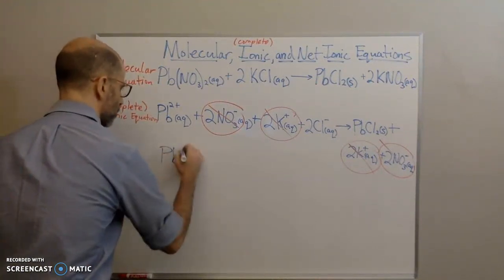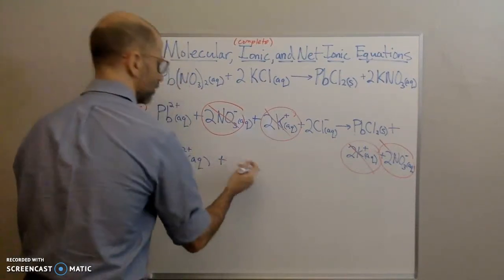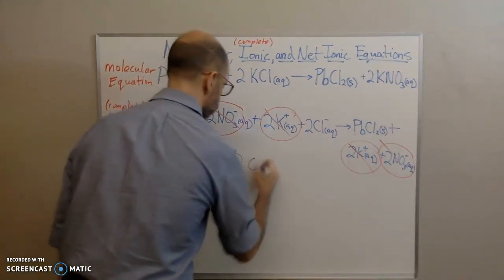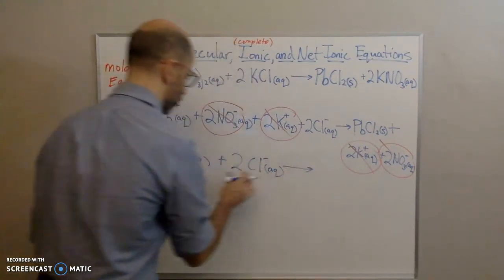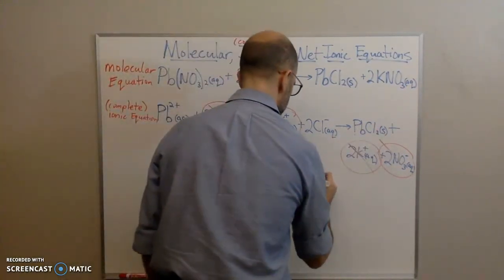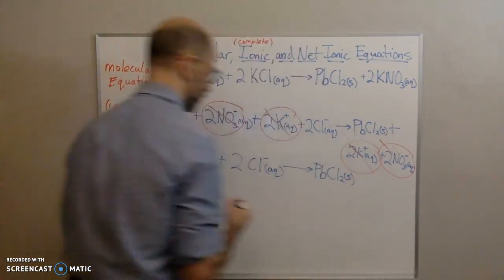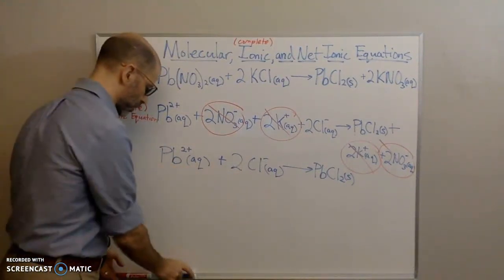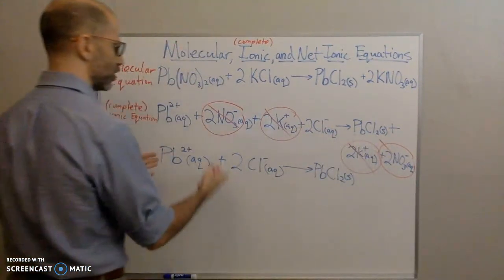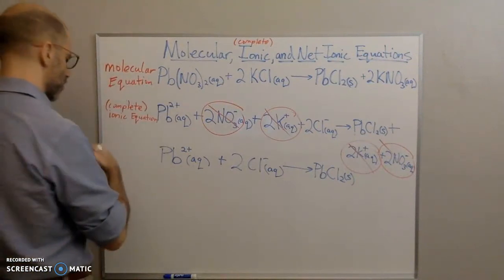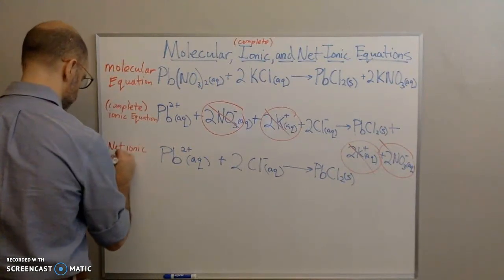So you have Pb2+ aqueous plus 2 chloride ions, aqueous, and those come together to form your solid, PbCl2 solid. And so this would be your net ionic equation. It's the same as the complete ionic equation, but you've removed the spectator ions that are not doing anything. So this is your net ionic equation.